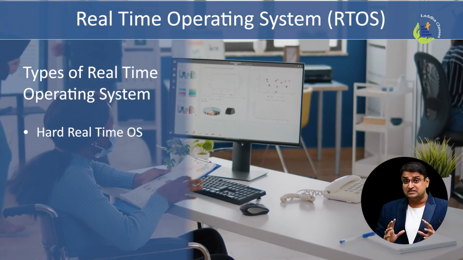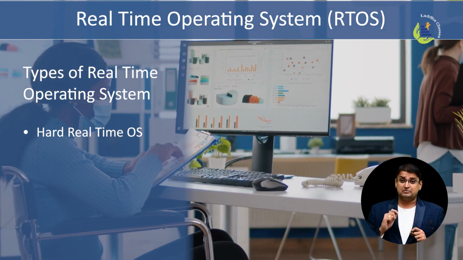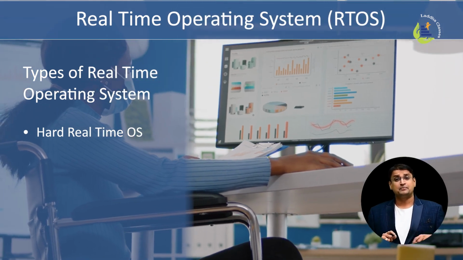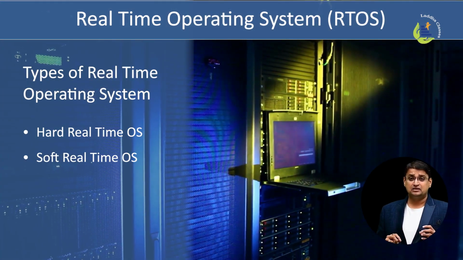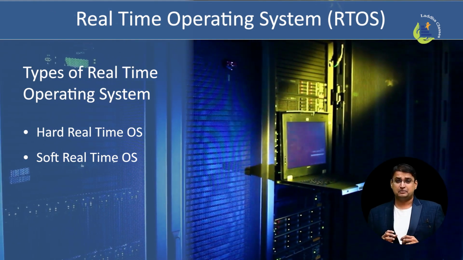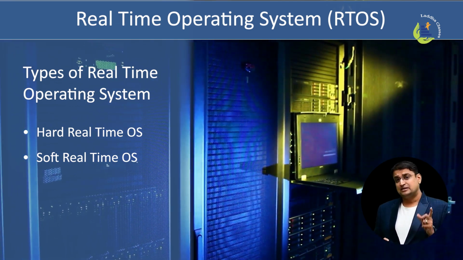There are two types of real-time operating system. Hard real-time OS. Hard RTOS is referred to as an operating system that can absolutely guarantee a maximum time for the operation it performs. Soft real-time OS. Soft RTOS is referred to as an operating system that cannot absolutely guarantee a maximum time for the operation it performs.